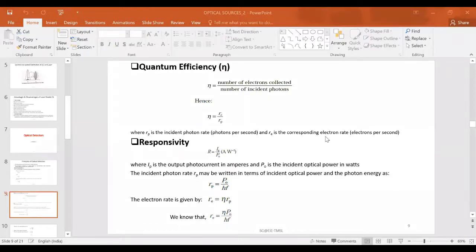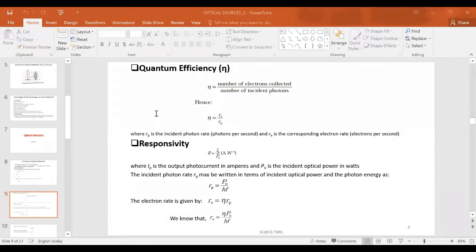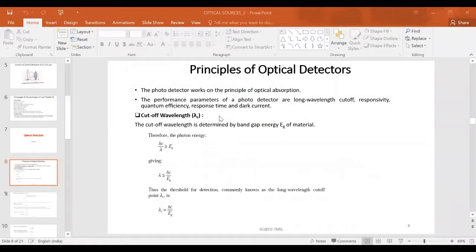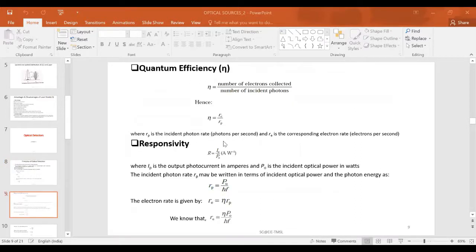Now, what is responsivity? These parameters are all related and connected to each other, because they are very important for performing as a good photo detector. So what is the next parameter?